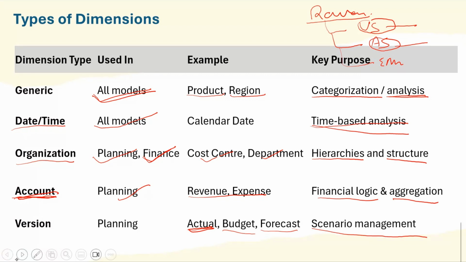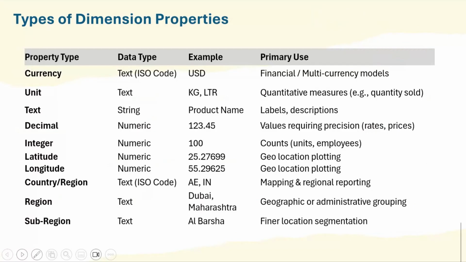Moving to the properties. Now, when we create a dimension, whether a generic dimension, organization, or version, let's take an example of a generic dimension. So we are creating a generic public dimension called general ledger account, or let's suppose a public dimension called cost center, or material, anything. When we create those dimensions, we need to define the properties of those dimensions. So we will have the dimension members and the property of each member.